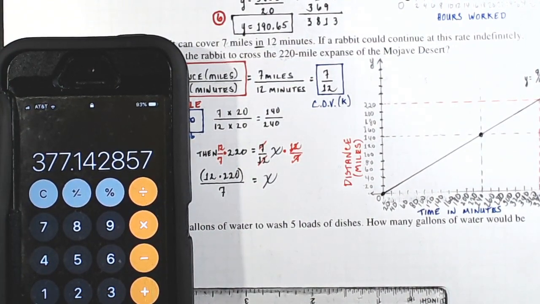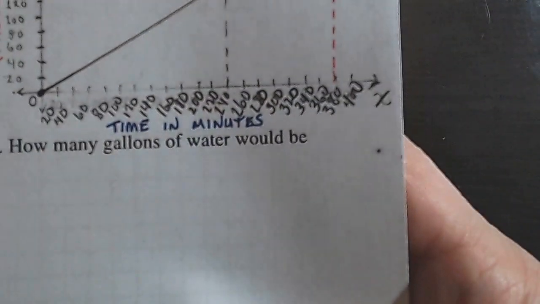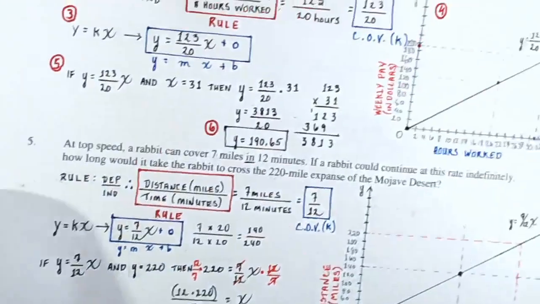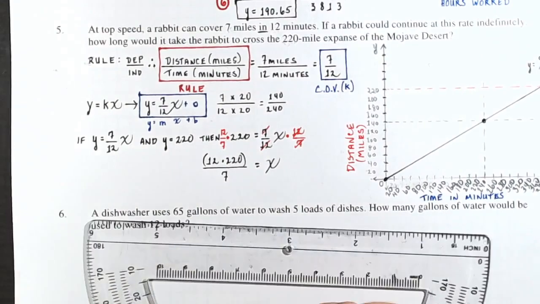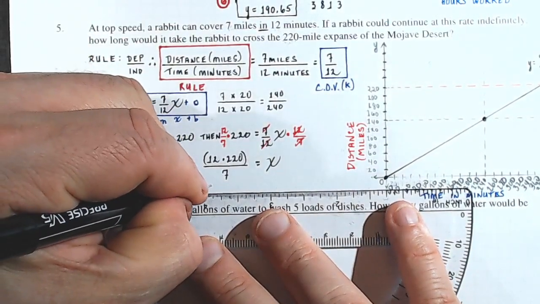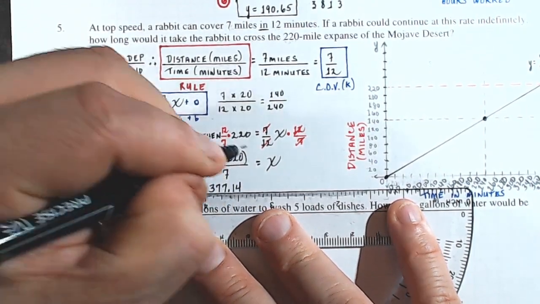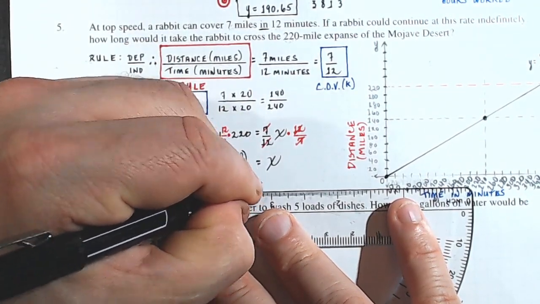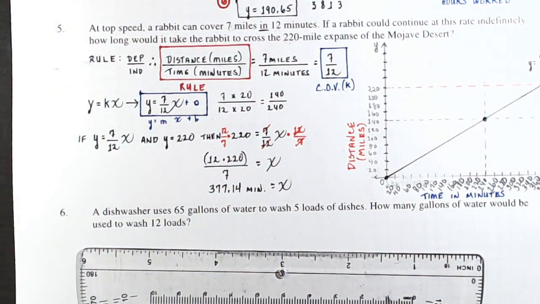377.14. Remarkable. It really should make you feel good, because if you look really closely at our graph, that red line is coming in just to the left of 380. Right? So just to the left. I mean, even with a hand-drawn graph, I hope it makes you feel excited. So we get 377.14 is the time, right? It's 377 minutes equals x. Very cool.